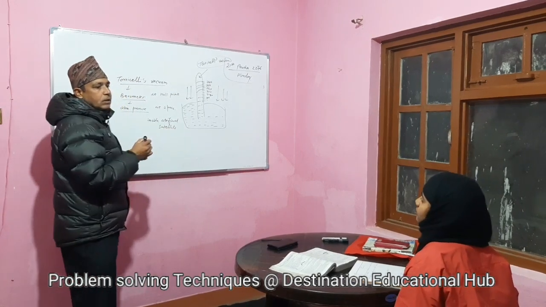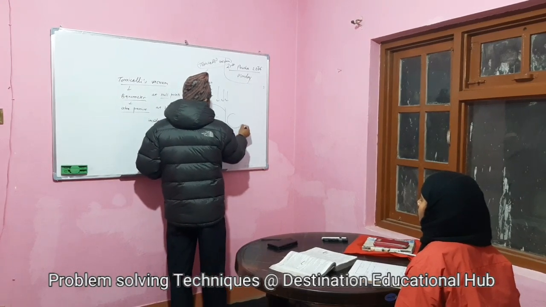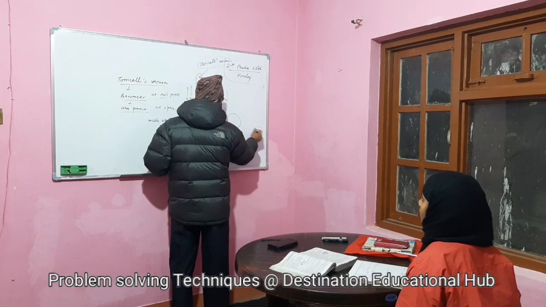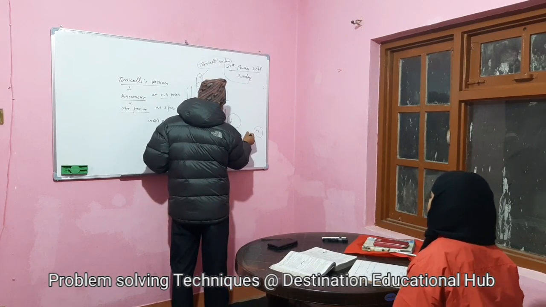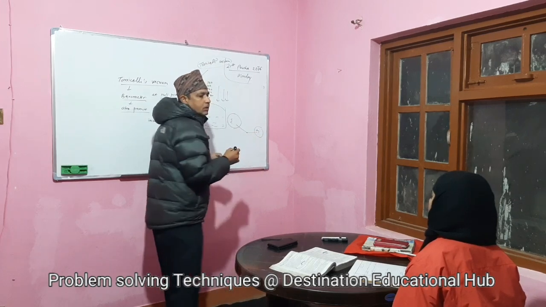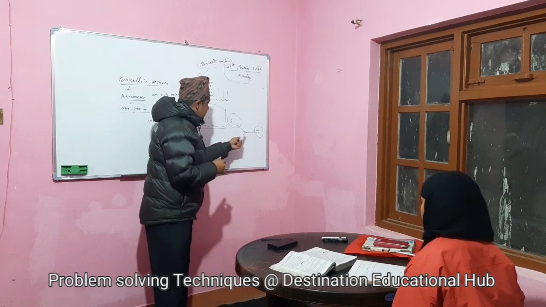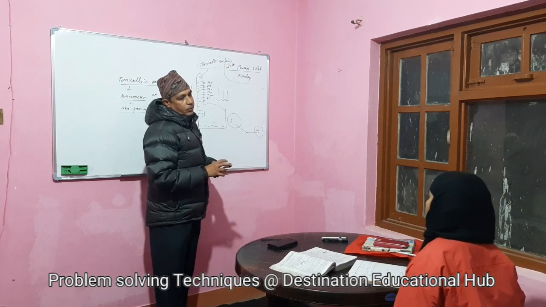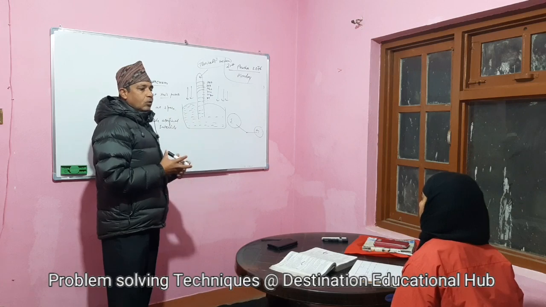Next one, at null points. What is a null point? So look here. Suppose this is Earth, this is Moon. The Earth pulls the Moon. The Moon pulls the Earth. So in space there is one point where the force of attraction of Moon and Earth is equal and opposite. Because it is pulling this side, that side. So such points are called null points. There will be weightlessness.